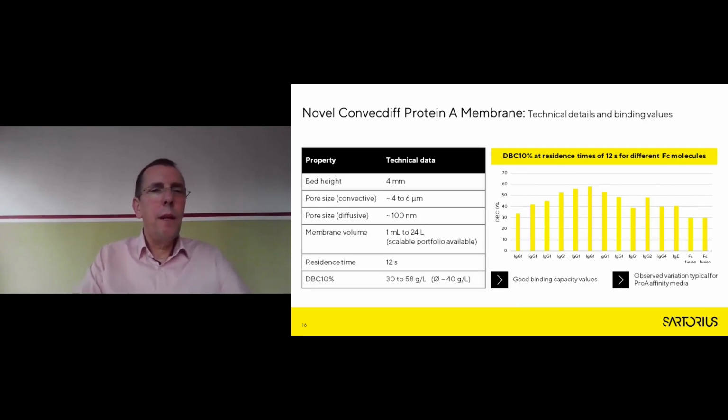Integrated into a family of self-contained capsules and modular cassettes, the membrane bed will have a constant bed height of 4 millimeters over the entire range of scalable products from 1 milliliter up to 24-liter bed volume. For this format, you can see the dynamic binding capacity for a panel of monoclonal antibodies and Fc fusion proteins ranging from 30 to 58 grams per liter at a residence time of 12 seconds.